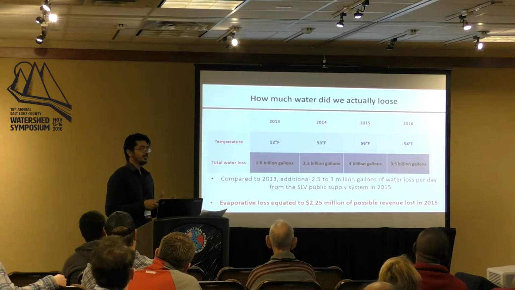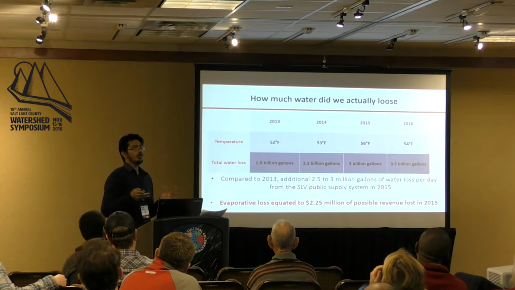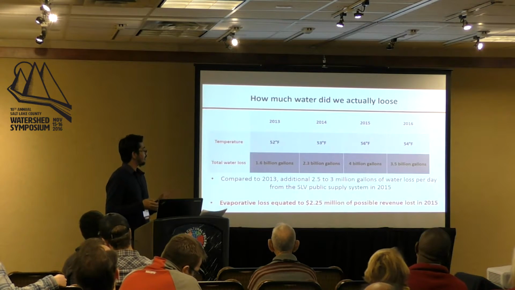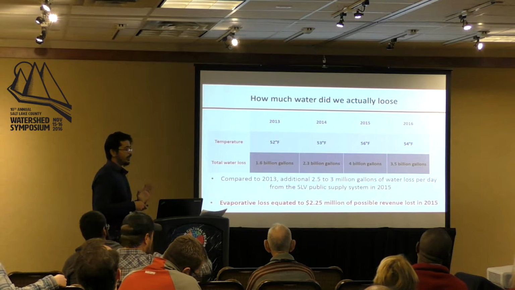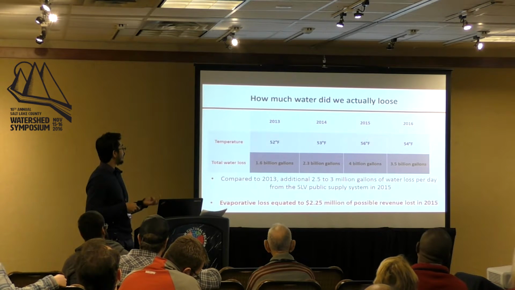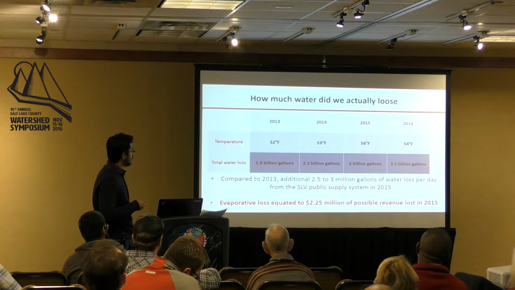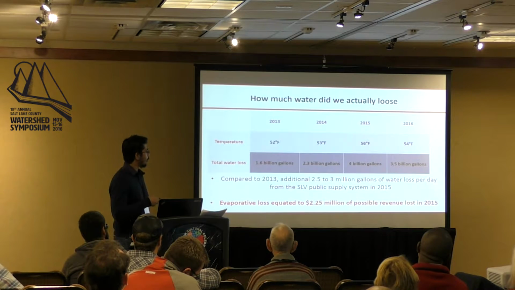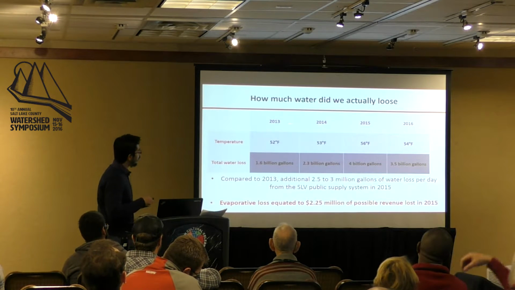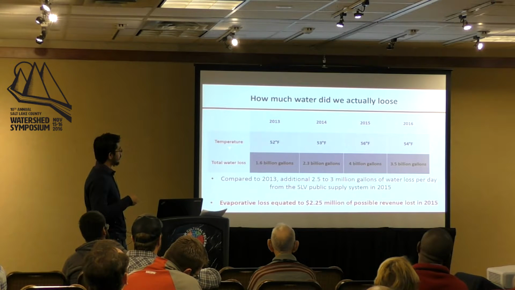So isotopes can be coupled, and there is a model called the Craig-Gordon model. I'm not going into details of that modeling, but based upon other factors such as temperature and RH, we can use isotope data to actually calculate how much evaporation occurred. And if we look here from 2013 to 2016, these are the average temperatures. This is the amount of water we lost.